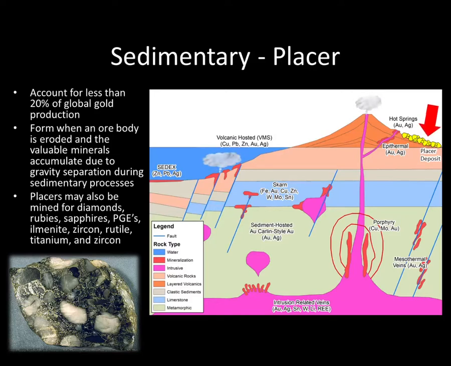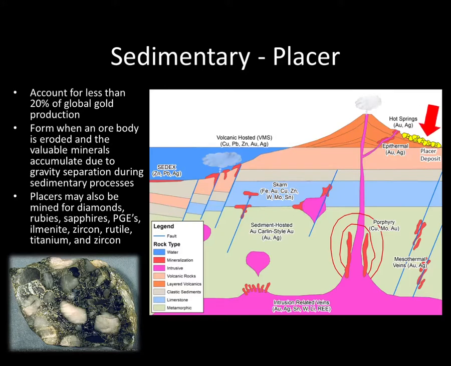Placer deposits occur when an ore body is eroded and valuable minerals within accumulate due to gravity separation during sedimentary processes. In this deposit type, the ore is mined from gravels created in streams and rivers. Gold occurs in native elemental forms and is deposited in areas of the stream or river where the current is weak and can no longer keep the gold in suspension. Large placer and old or ancient paleoplacer gold deposits are found in Witwatersrand in South Africa and Canada. Ore from Witwatersrand is shown in the photo on the screen.